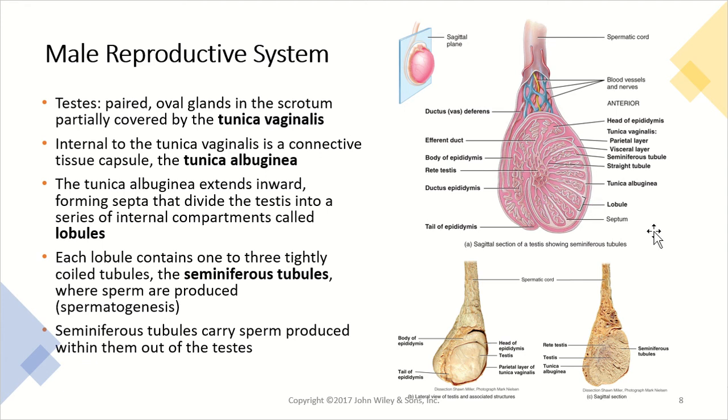Each lobule contains 1 to 3 tightly coiled tubes called seminiferous tubules, which you can see right here. And this is where sperm is produced. This whole process of producing sperm is called spermatogenesis. So these seminiferous tubules carry the sperm that's produced within them out of the testes.